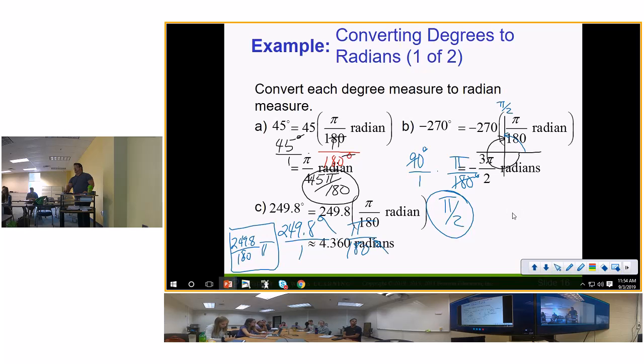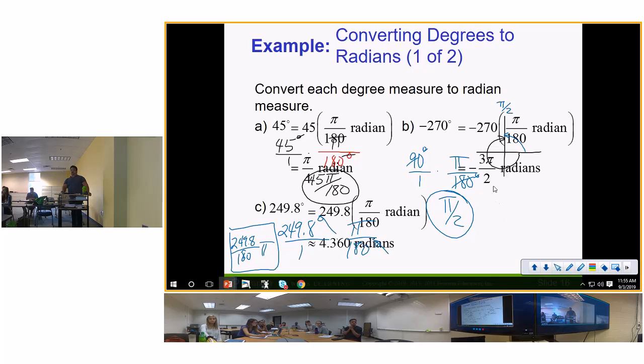I thought they'd want the positive, but pi over 2, 3 pi over 2, negative 270. No, that's wrong. Negative 270 is 90 degrees. Negative 3 pi over 2 is not correct. It should be 3 pi over 2, positive 270. I think somebody messed up there. Okay, the answer is pi over 2. That's the answer.